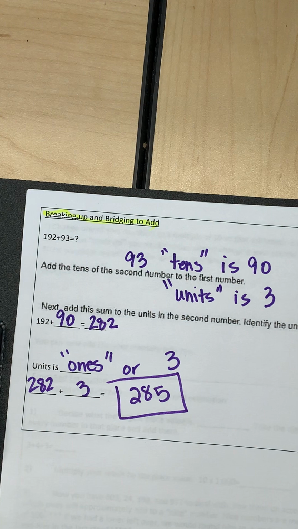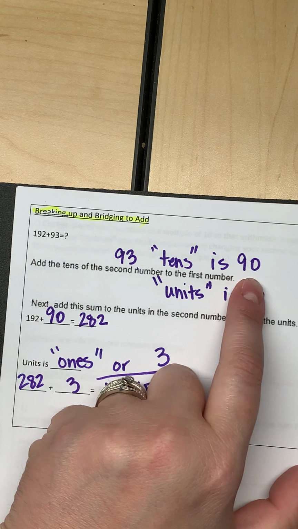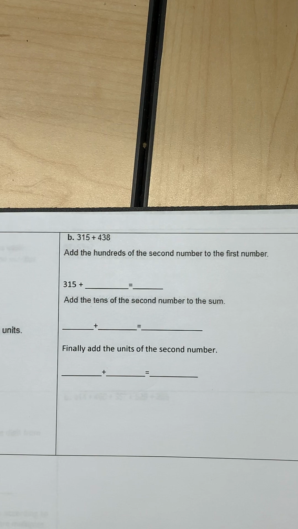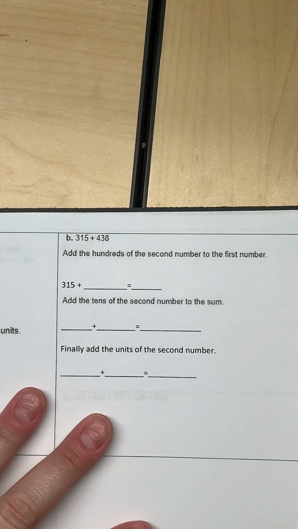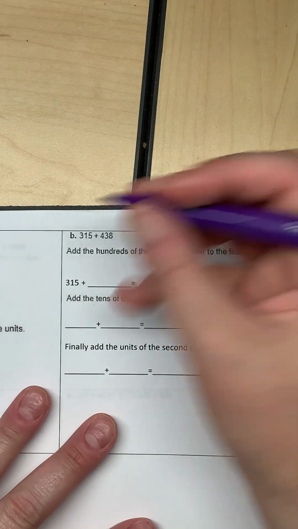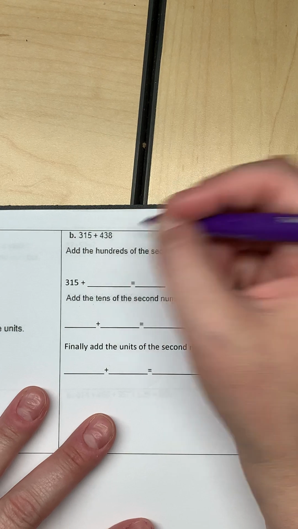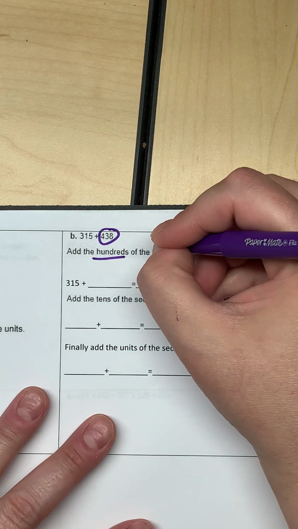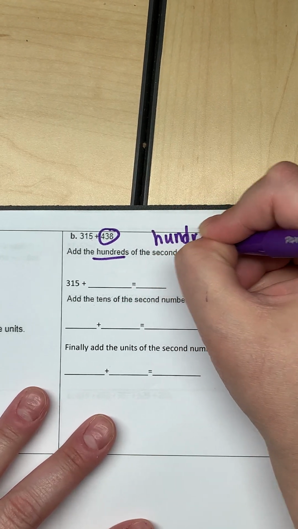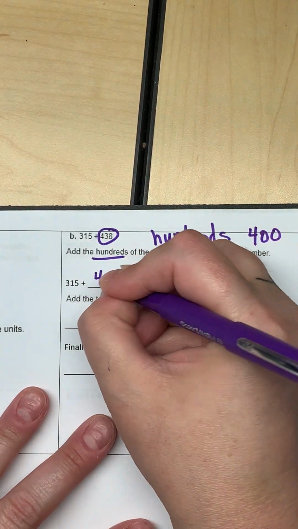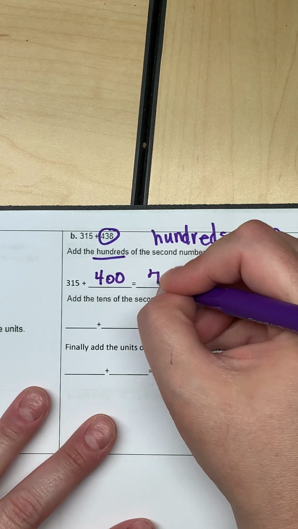Yay! That's for kids who maybe aren't that great with carrying a 1. They'd rather just add up a bunch of multiples of 10s. Okay, let's do another one. It says add the hundreds of the second number to the first number. So let's take this 315 and then take this 438, which is the second number, and we're just going to take the hundreds of it. The hundreds of 438 is 400.